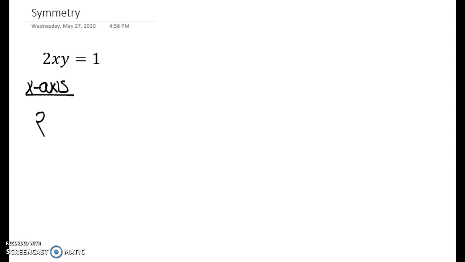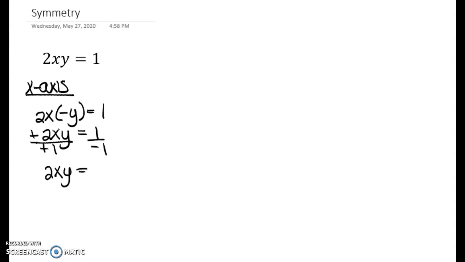Remember, with the x-axis symmetry, you replace y with negative y. Now 2x times negative y is negative 2xy equals 1. If you wanted to, you could try and do something with that negative 1. You could divide both sides by negative 1. But notice, in this case, we do get the positives, but now over here we have a negative 1. So no matter what you do, we are not going to get back to that original equation. So it does not have any x-axis symmetry.